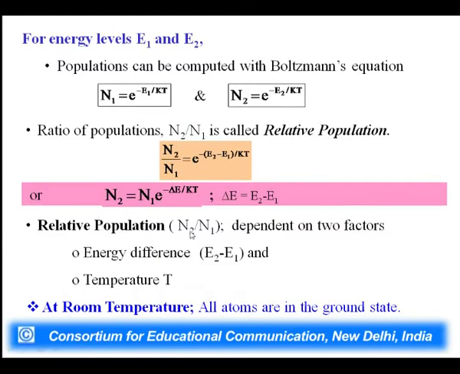Hence, the relative population N2/N1 depends on two factors. The first is the energy difference E2 - E1 of the two levels, and the second is the temperature. Temperature defines the relation between the populations of the two states. At room temperature, all the atoms are at the ground state. If the temperature increases, at higher temperature atoms move to the higher state.